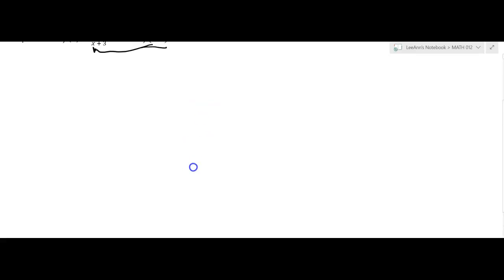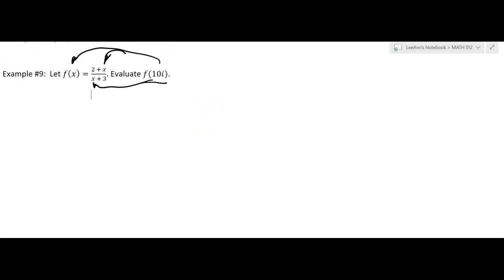Oops, there it goes. A little trouble with the touchscreen today.